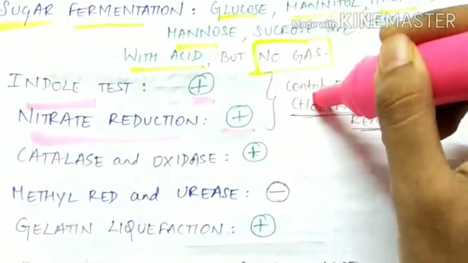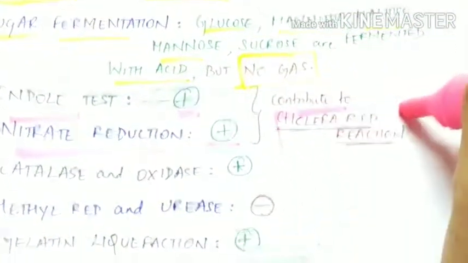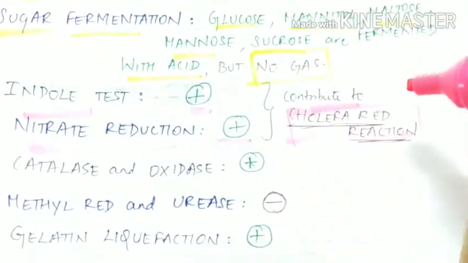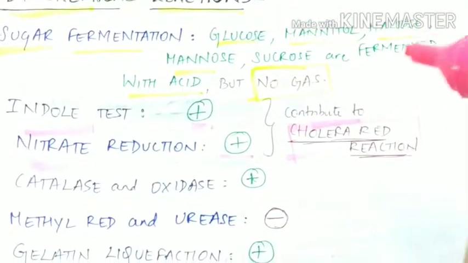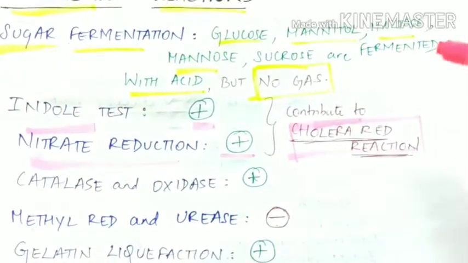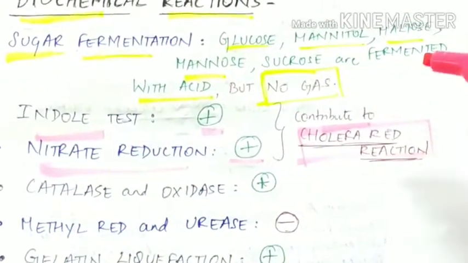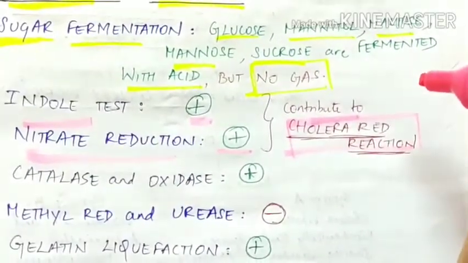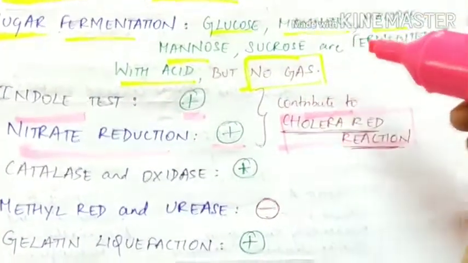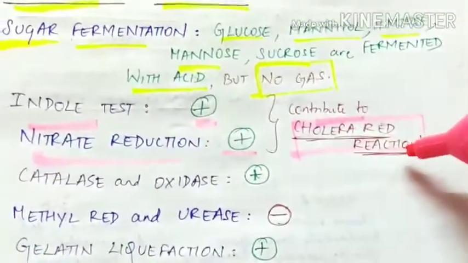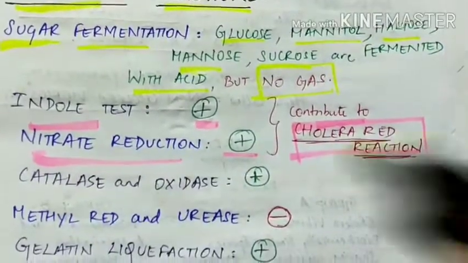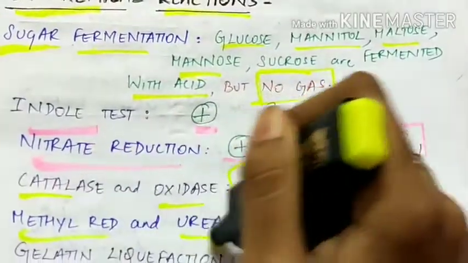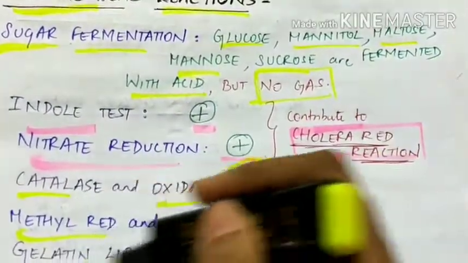These two properties contribute to a reaction called the cholera-red reaction. This is tested by adding a few drops of concentrated sulfuric acid to a 24-hour peptone water culture. With Vibrio cholerae, a reddish pink color develops due to the formation of nitrosoindole. This is called the cholera-red reaction. The catalase and oxidase reactions are positive, but methyl red and urease are negative, and gelatin liquefaction is seen.